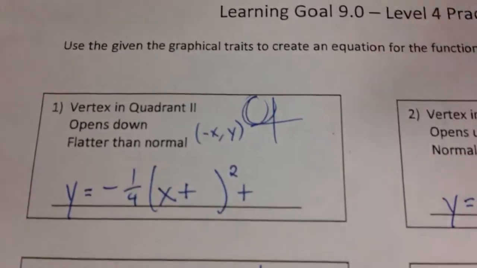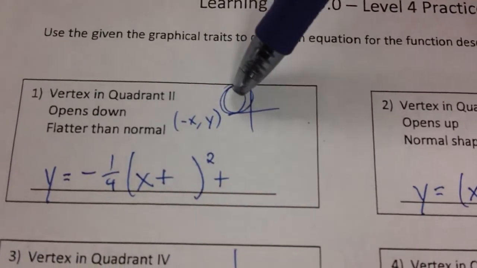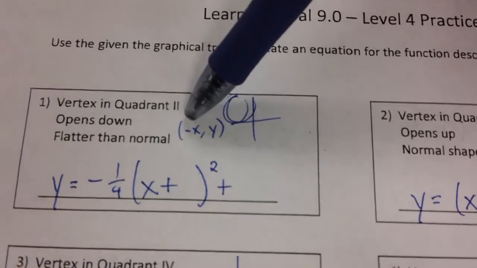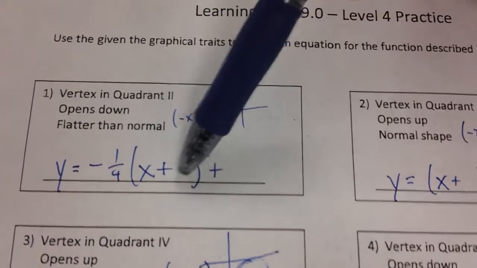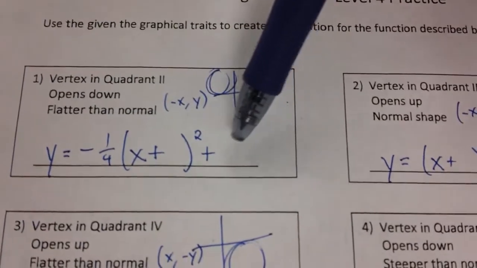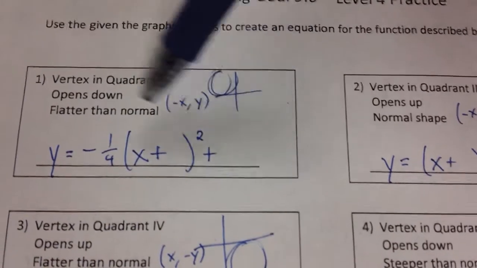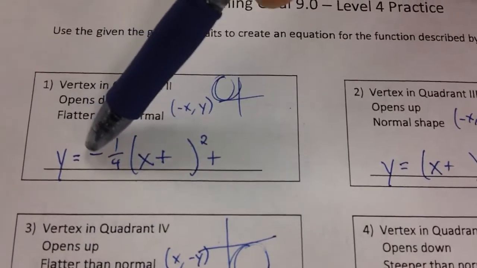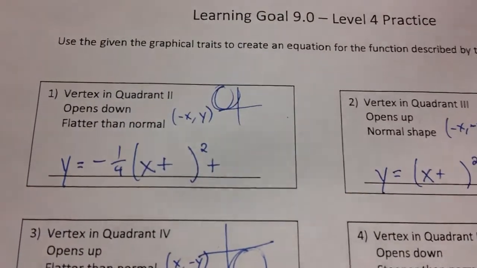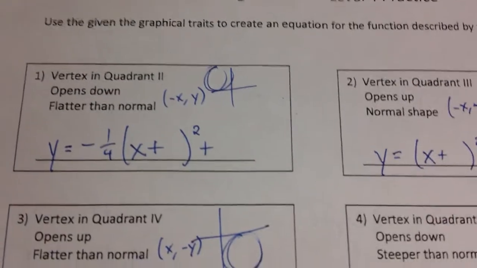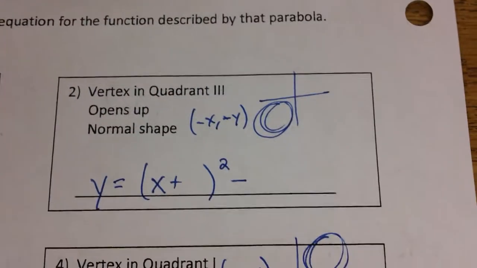Alright, so we have a vertex in the second quadrant. That means we're going to have a negative x value and a positive y value. So if I take a look here, that means I should have a plus something, whatever number you want. And then over here you should have another plus something. Since it opens down, our a value is going to be negative, and since it's flatter than normal, that means we should have some fraction between 0 and 1, like for example 1/4. Moving on to number 2.